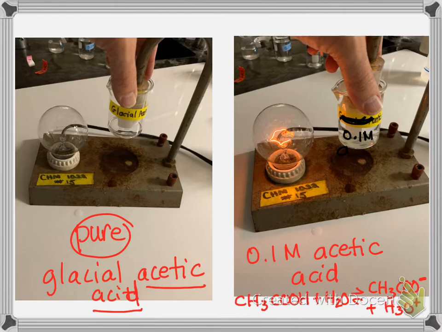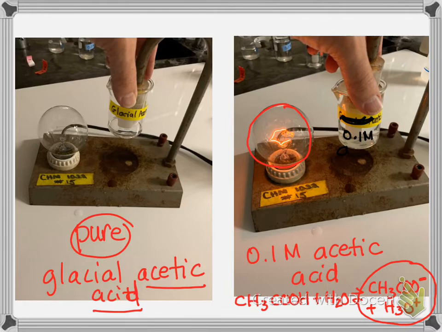Now I know that it doesn't do this very much because there's not very many ions. I can tell because the light is dim. But I think it's really cool to see that sometimes when you dilute or make a mixture by adding something like water, you get ions. So a glacial or pure acetic acid is a non-electrolyte, but the 0.1 molar acetic acid is a weak electrolyte.